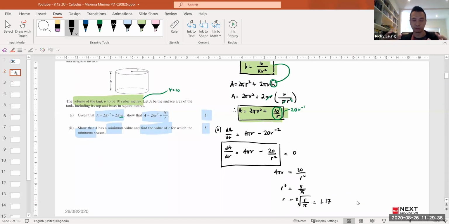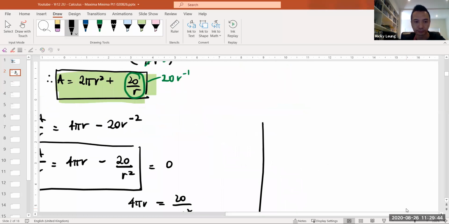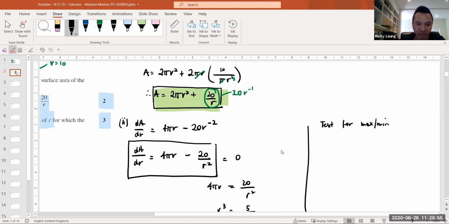Now, once I do that, I've got the value of R, test for max min, answer the question. So I'm almost there. Pretty straightforward. To test for max min, I'm going to differentiate this guy again. So d squared A on dr squared. That's 4 pi minus, now once again that's r to the negative 2, so it becomes plus, 2 comes down, that's 40 r to the negative 3, so I've just got r cubed.